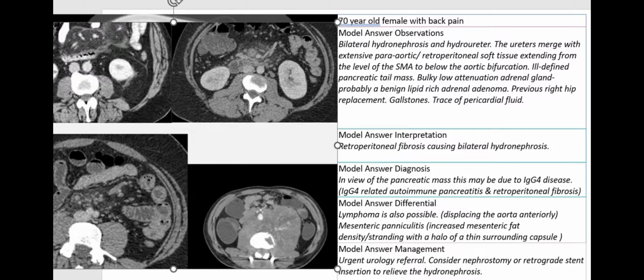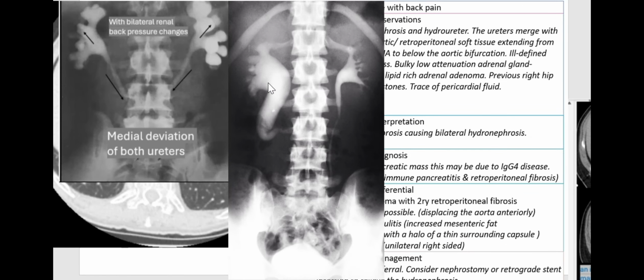The other differential diagnosis is retrocaval ureter. The retrocaval ureter will be seen on IVU as right-sided unilateral hydronephrosis and hydroureter with abrupt medial deviation and caliber change of the ureter, of the right ureter, okay?